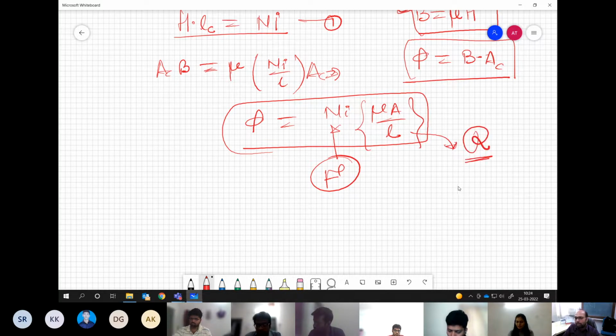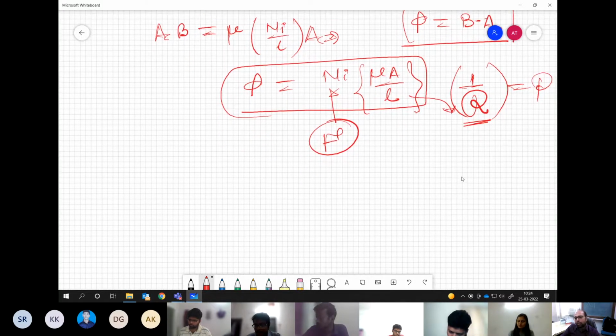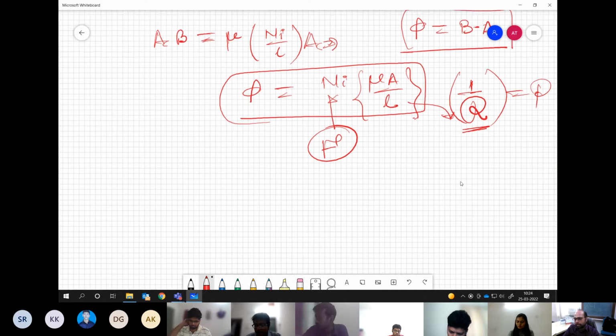Something similar to resistance which is offered by an electrical circuit. Reluctance is the property which kind of resists the development of flux in the circuit. So this is the inverse of that basically. This is 1 by R, what is written over here, mu A by L. So this can also be called permeance. The inverse of reluctance is permeance. What is the similar definition for conductance?